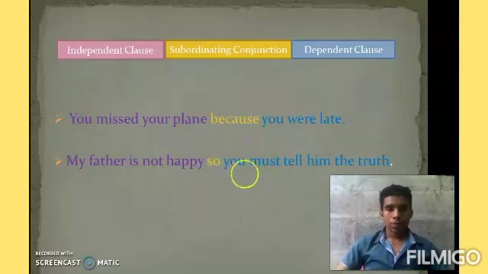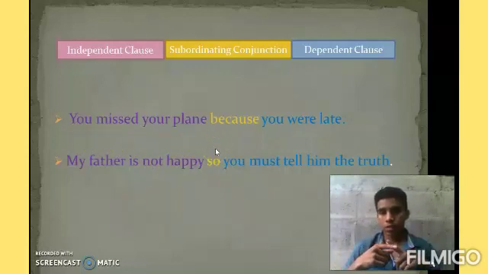As you can see in the first example, you missed your plane because you were late. You missed your plane is the independent clause because it expresses a complete thought, so extra information is not needed. Because is a subordinating conjunction, and you were late is the dependent clause because it doesn't express a complete thought, so it cannot stand alone.